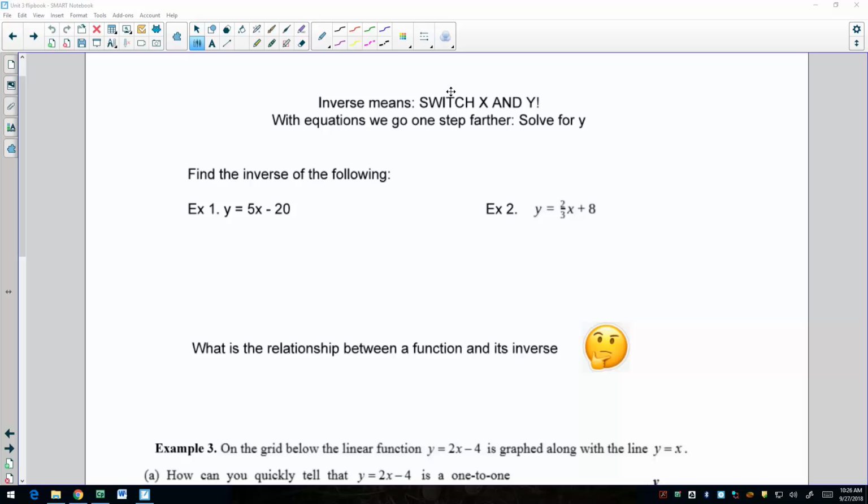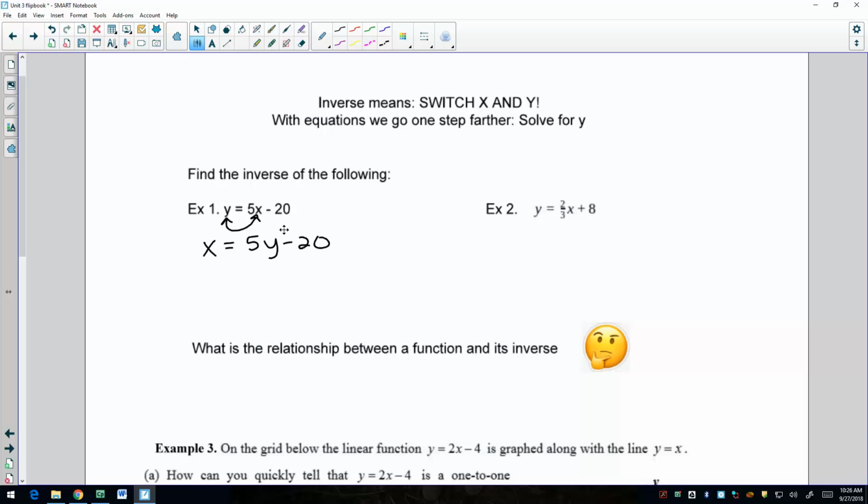So as a quick review, inverse means switch x and y, and then you have to actually solve for y. So the numbers stay where they are. Some of you, when we did this back in unit 2, when you switched x with y, you would take the 5 with the x. No, you just literally switch the x with just the y, not the numbers. So the 5 stays where it is and the negative 20 stays where it is. So this will become x equals 5y minus 20.